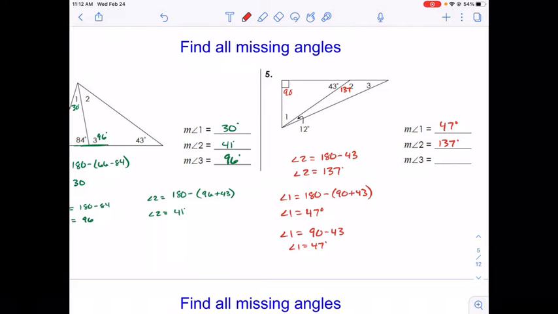And now we need our last one here for angle 3. We have two angles. We have 12 and 137, which means we can find angle 3 by just subtracting the sum of 12 plus 137. And that's going to give us angle 3 is equal to 31.